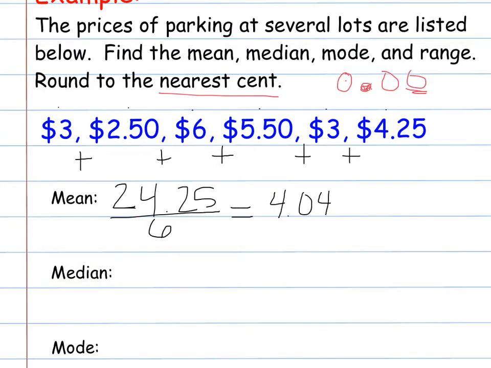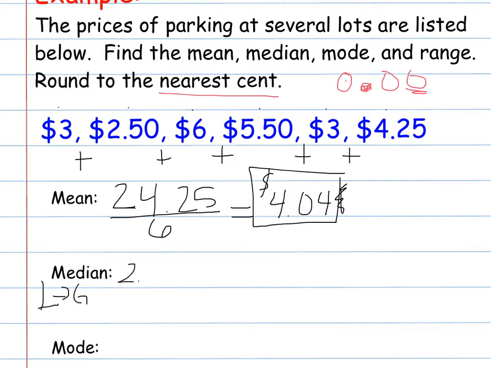4.04 and some other numbers on the end, but since it says round, the other number at the end is smaller than 5, so you end up with 1 at the end. Since that's smaller than 5, we just leave it at 4 for an answer of $4.04 as our average, or mean, price.